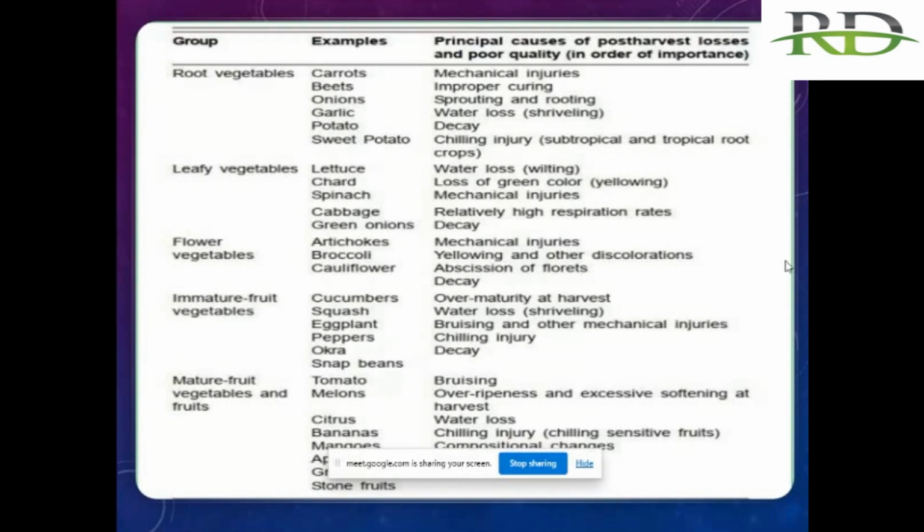If we take care of these reasons, then the post-harvest losses in these particular produces will be reduced, which will increase their market prices.